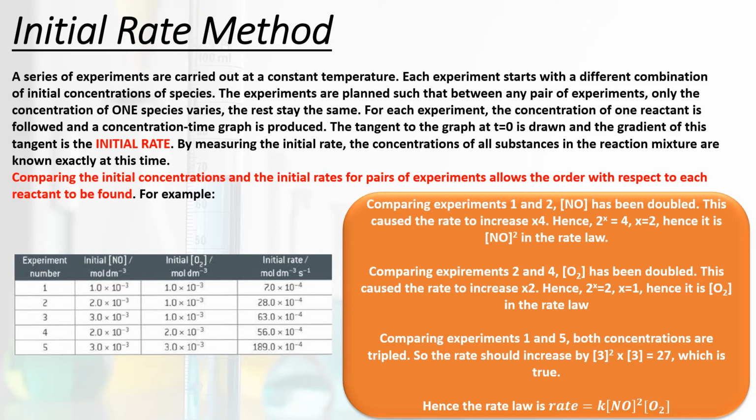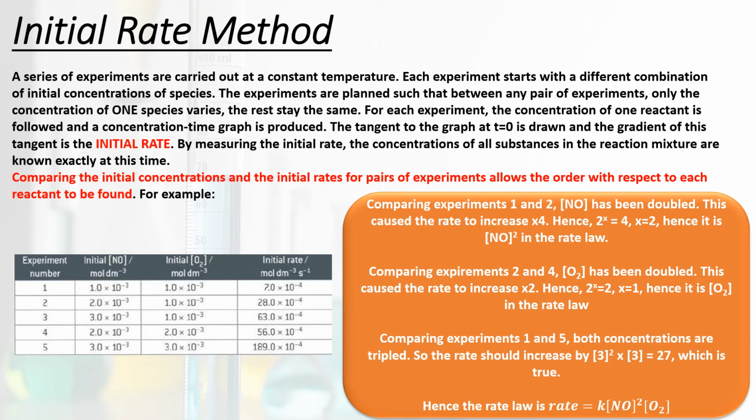If we then compare experiments 2 and 4, we can see that our oxygen concentration has been doubled, but our nitrogen monoxide concentration has been kept constant. We can then compare the rates, and we can see that we've gone from 28 times 10 to the minus 4 to 56 times 10 to the minus 4, i.e. we've increased the oxygen concentration by 2, and our rate has increased by 2. Hence, because it's directly proportional, it must be first order in the rate law. We can also think about it in a more mathematical sense, that it would be 2 to the x, 2 to the unknown, equals 2, and that can only be true if x equals 1, i.e. first order with respect to oxygen.